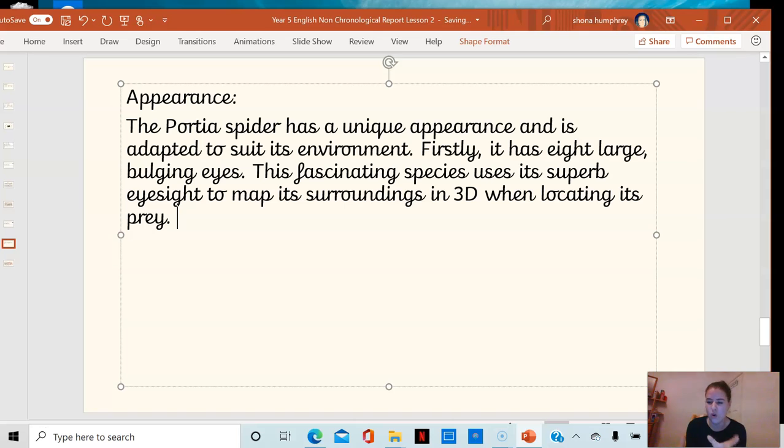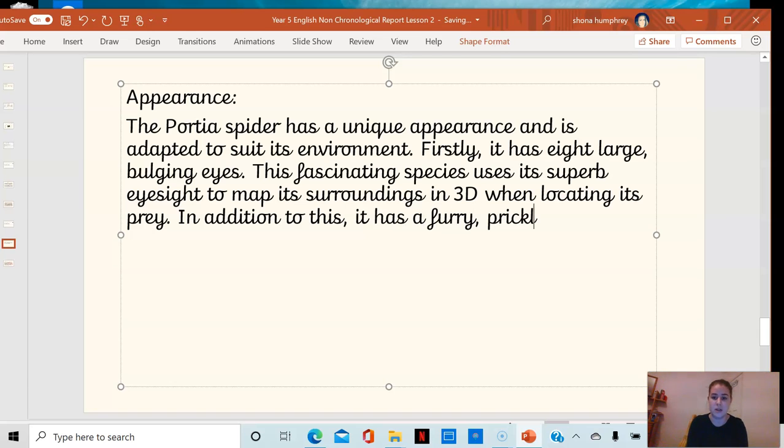Okay, good job. So you've already nearly finished writing your first part of the paragraph. So let's have a look at the last bit. I'm going to add some formal conjunctions in here. So, "In addition to this," and I need my comma for my fronted adverbial. "It has a furry," so I'm going to add another expanded noun phrase in here. So I need my punctuation, my comma, "prickly coat that surrounds its 8 legs and body."